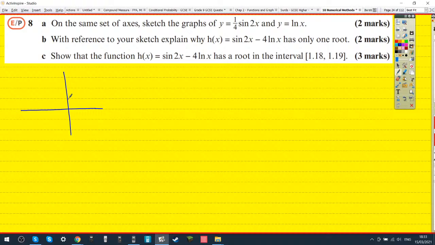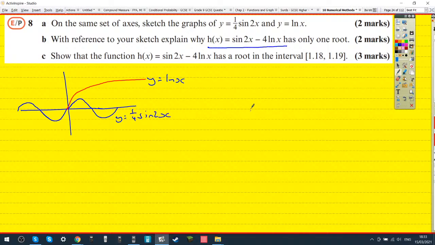So yeah, draw the graph and then just say because there's only one intersection. I think you need to. So let's say ln x is like, I don't know, something. These are two separate graphs. That's y equals ln x, and then this is the quarter sine 2x. So what does that have to do with this? You have to spell it out.